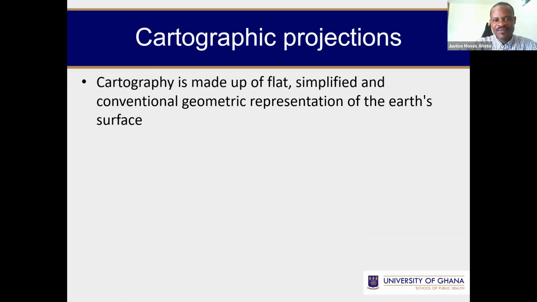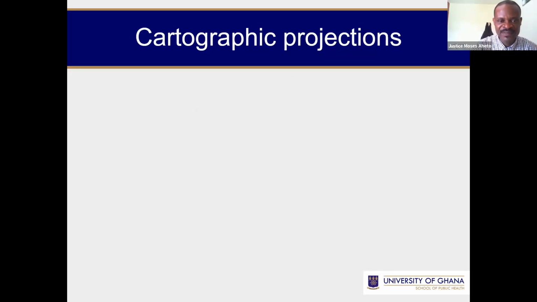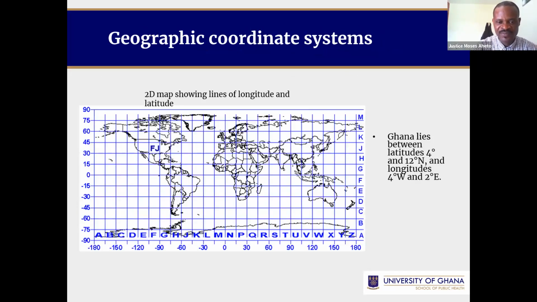So the next thing is the cartographic projections. Okay. So cartography is simply, let me say, a flat or simplified version of the geometric representation of the Earth's surface. The one we just saw is a typical example where we transform the 3D to more like a 2D representation. So that makes it flat. You can see how flat this one is, very flat.